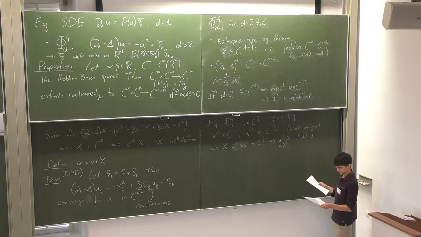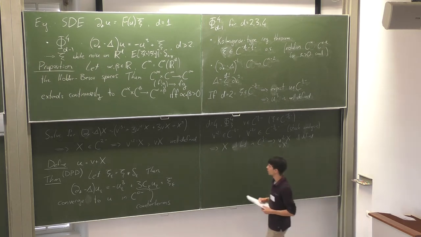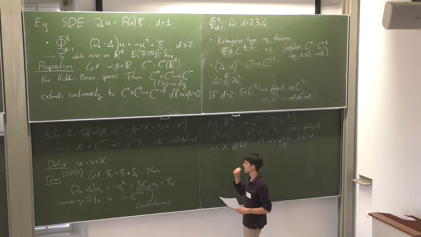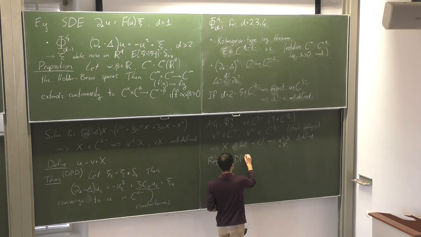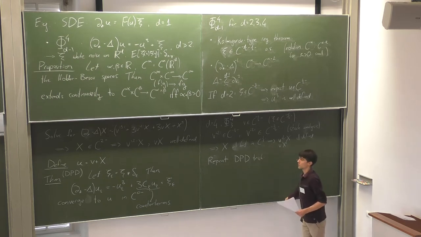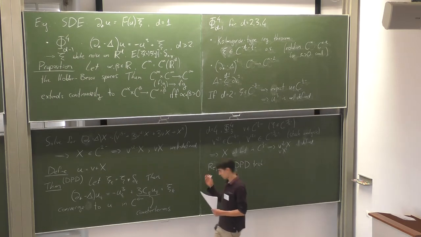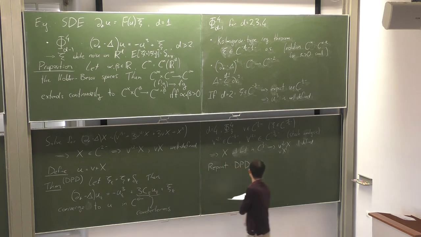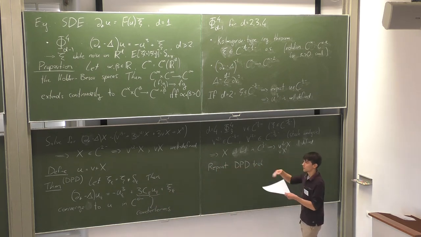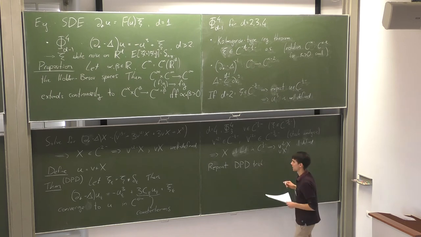Okay, so what we can try to do, and what's quite natural, and I think will lead us to an interesting conclusion, is to repeat the Da Prato–Debussche trick. So instead of solving for X, let's create an auxiliary function which takes on the most singular part of the equation, the V cubed, and then define X as being that function plus a remainder.